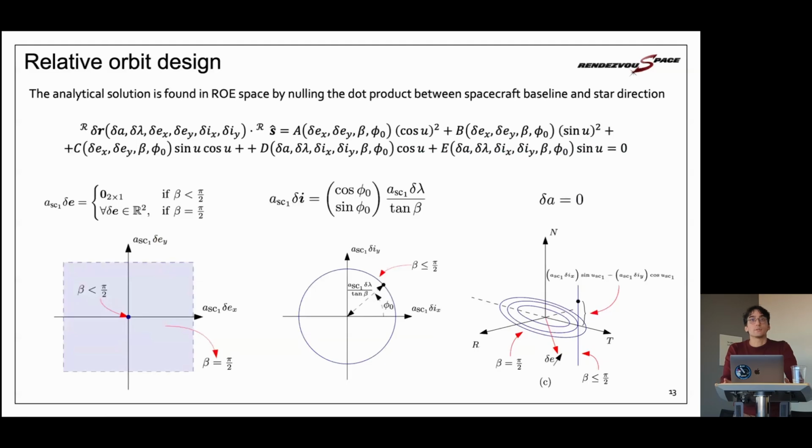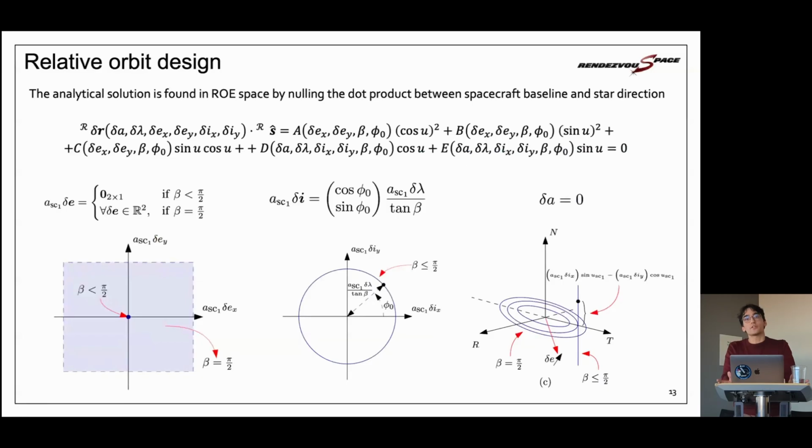Let's give a geometrical interpretation of this. This is saying that if the beta angle is less than 90 degrees, so if you're not observing something that is perpendicular to the orbital plane, the relative eccentricity vector is constrained to be at the origin, so delta e is equal to 0. The relative inclination vector instead is constrained to operate on this circle, whose radius depends on the desired along-track separation that we want to impose and the value of the beta angle. As beta increases, the radius of this circle decreases, and when beta gets to 90 degrees, this circle becomes the origin of the relative inclination plane. This motion corresponds, as I was saying before, to this oscillation here in the RTN frame.